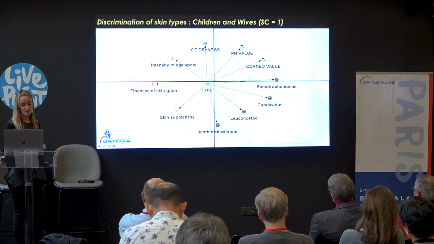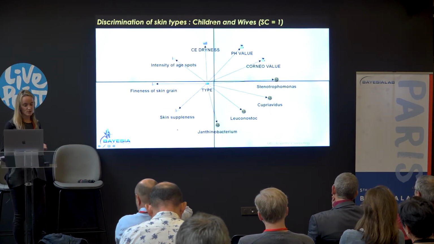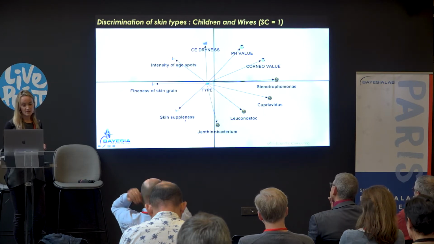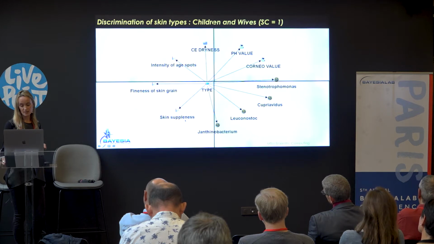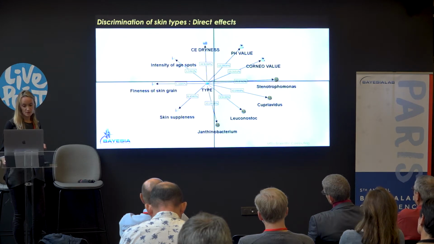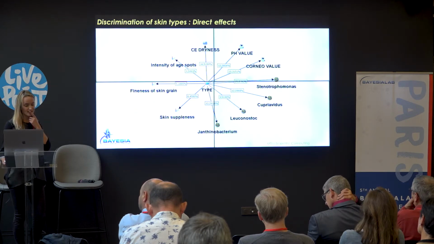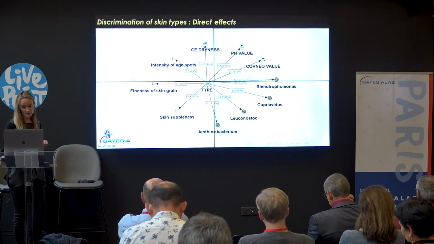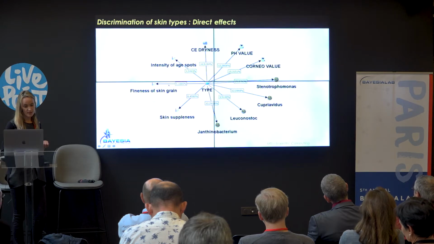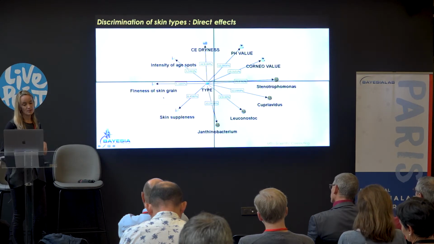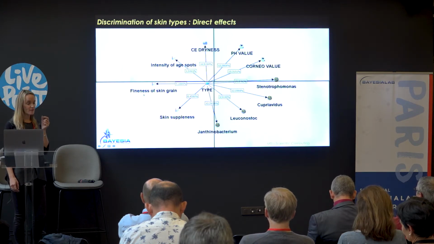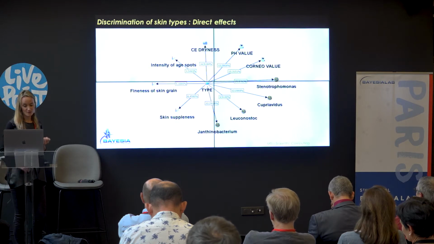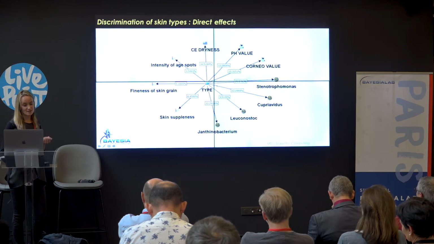What was strange was to find those self-assessment questionnaire items that were not in the first graph. So we investigated the network a little bit, and we looked at the direct link with the type, and you can see that their weights are very low, so not really important. But the fineness of the skin grain will be kept in the set of parameters because it makes sense also with sensitive skin. When you have a fine skin, you often perceive a sensitive sensation.